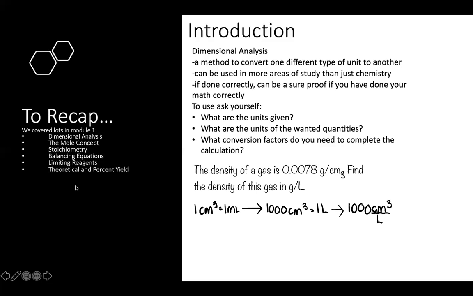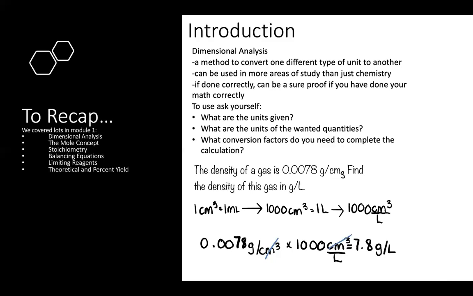First, we want to realize that 1 centimeter cubed is equal to 1 milliliter, and therefore 1,000 centimeters cubed is equal to a liter. Using this information, we can create our conversion factor of 1,000 centimeters cubed per liter, multiplying this by our value in grams per centimeters cubed.